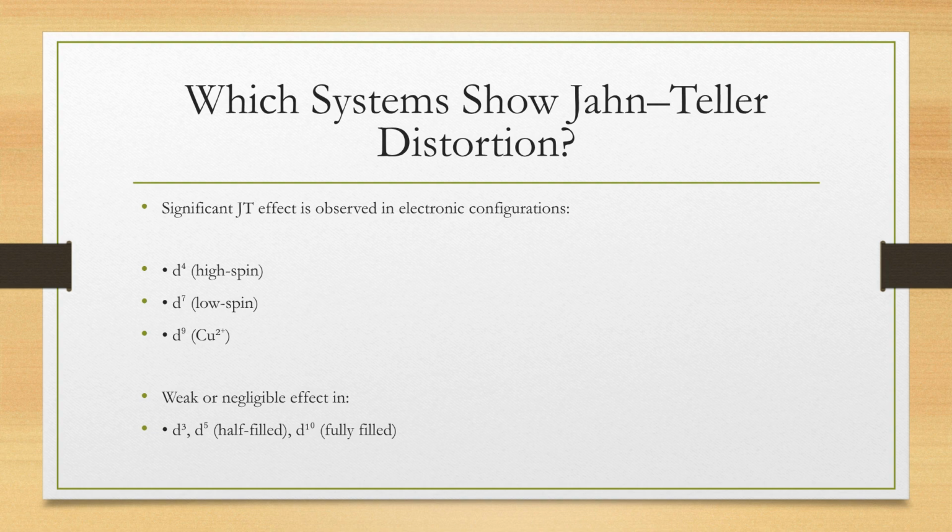Significant Jahn-Teller effects are observed in electronic configurations such as d4 high spin, d7 low spin, and d9 Cu2+. Conversely, the effect is weak or negligible in d3, d5 half-filled, and d10 fully filled configurations.